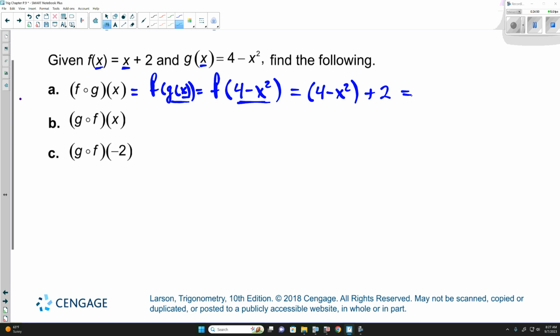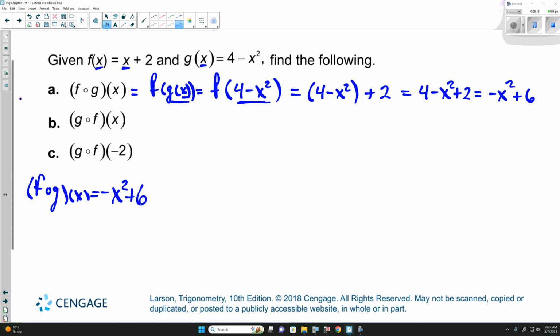Well, at this point here, we can drop the parentheses. So we have 4 minus x squared plus 2, which is just negative x squared plus 6, which I don't think any of this is new. Just kind of going over it again. I'm going to write this down here for us. F of g of x is negative x squared plus 6.